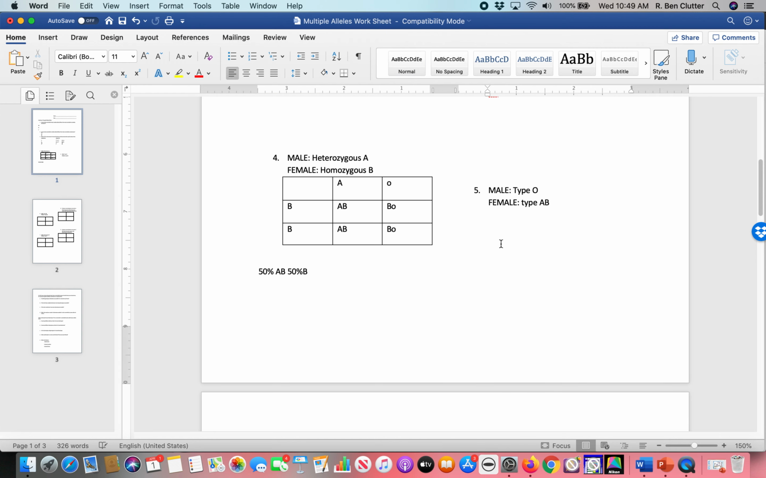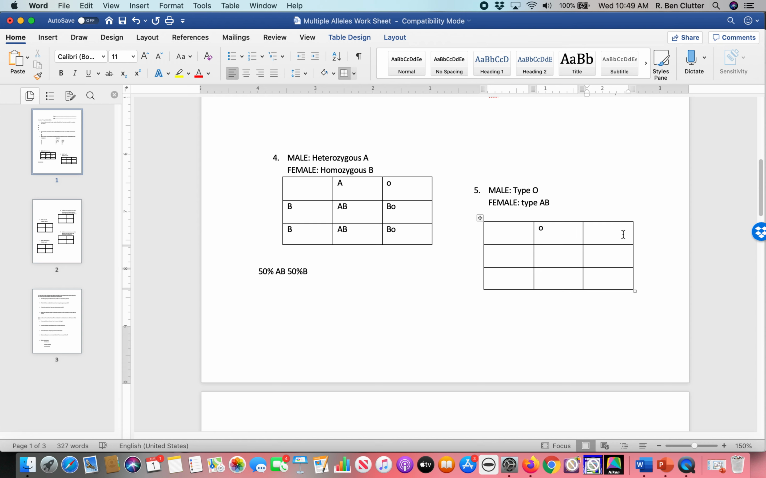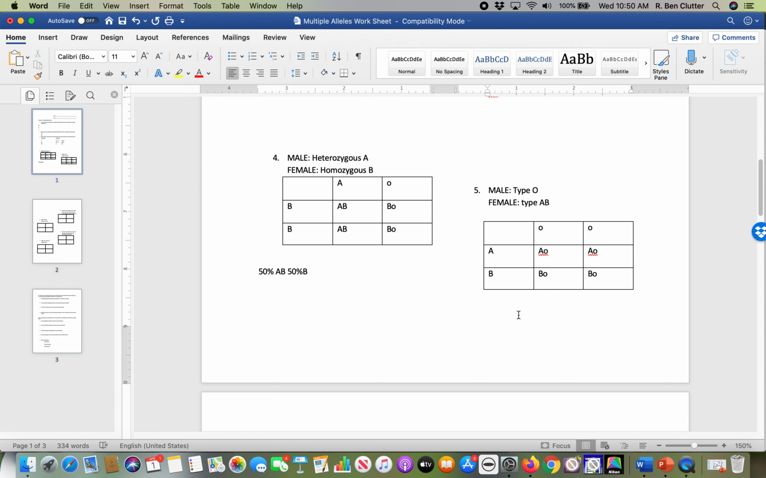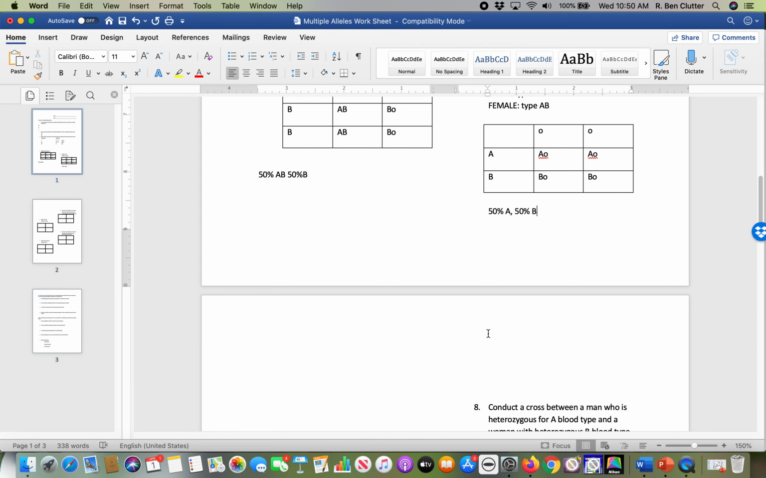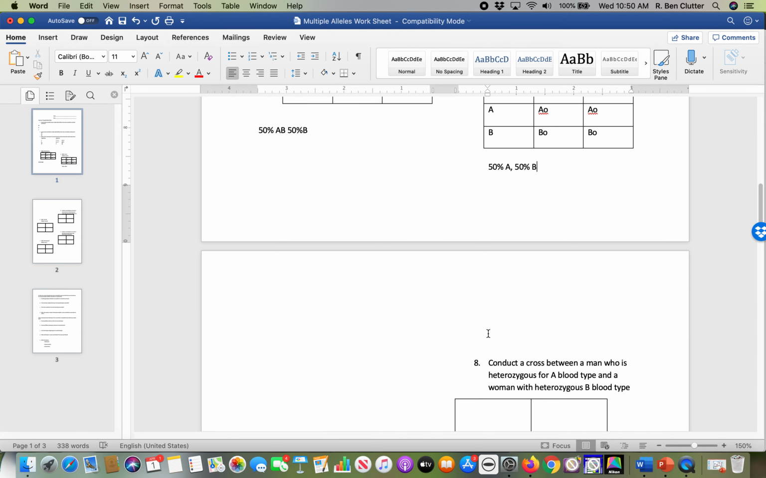Yay. Okay, so male is type O, so we're going to have two lowercase o's. Female is going to be AB, so we're going to have an A and a B. And so here we have AO and AO and BO and BO. All right, so what do we end up with for results? Again, two of the boxes are A, so 50% A and 50% B. The genotype is AO and the genotype is BO.